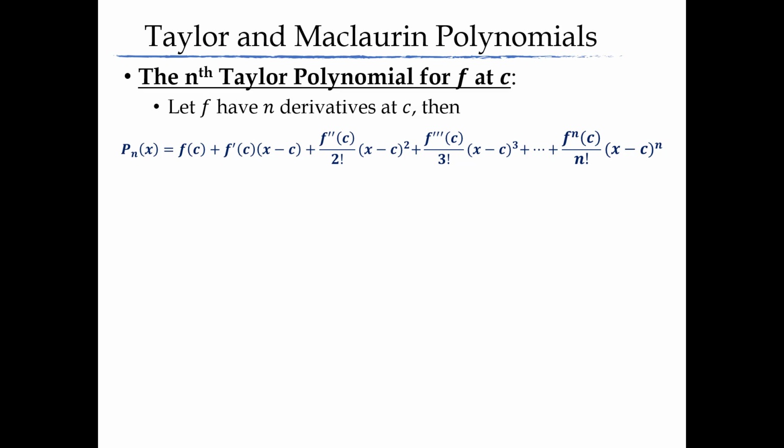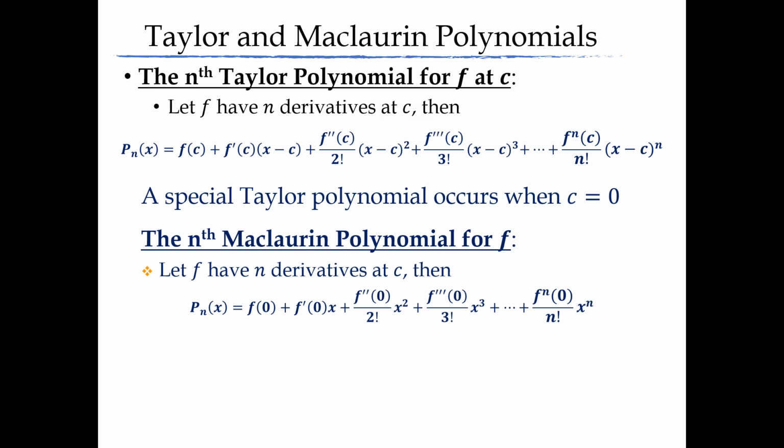The nth degree Taylor polynomial for f at c. Let f have n derivatives at c. Then p sub n of x, our nth degree polynomial, is equal to f of c plus f prime of c times x minus c plus f double prime of c over 2 factorial times x minus c squared plus f triple prime of c over 3 factorial times x minus c cubed plus so forth until you get to the nth degree.